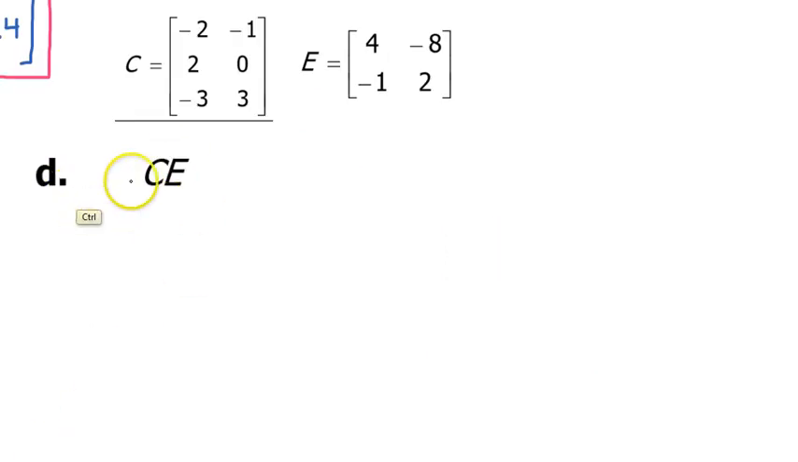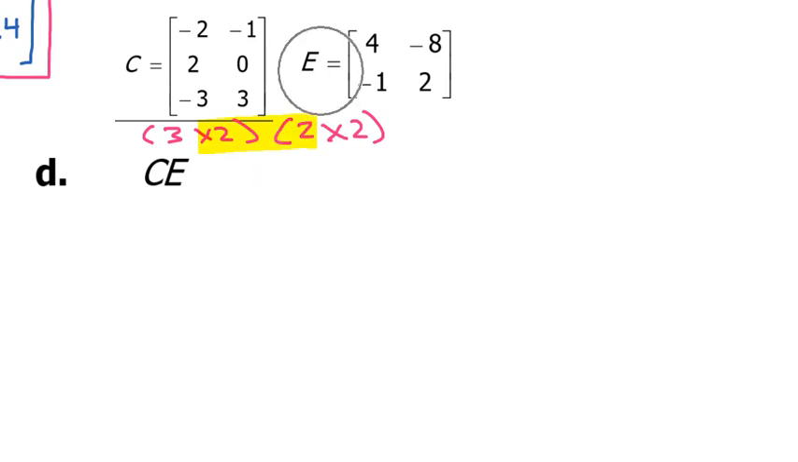And finally, for part D, we need to do matrix C times matrix E. But the first thing we need to do is our dimensional analysis. So matrix C is a 3 by 2 matrix, and then matrix E is a 2 by 2 matrix. For this to be possible, the inner dimensions must be the same, and they are. And then the outer dimensions tell us the dimensions of the product. So our final answer will have dimensions 3 by 2.